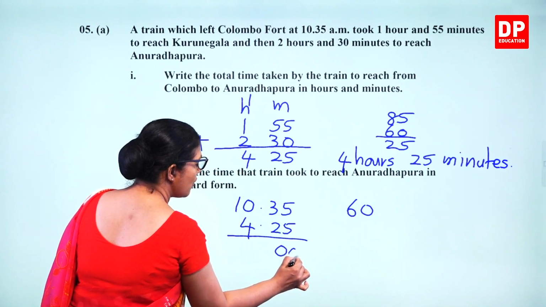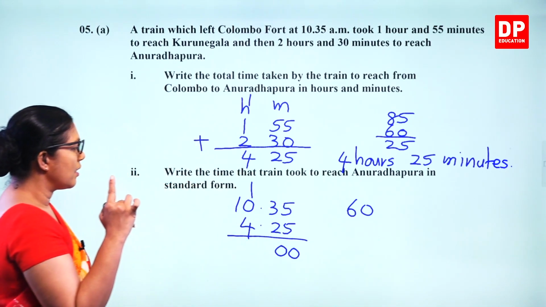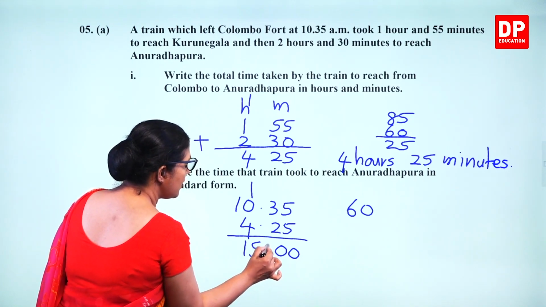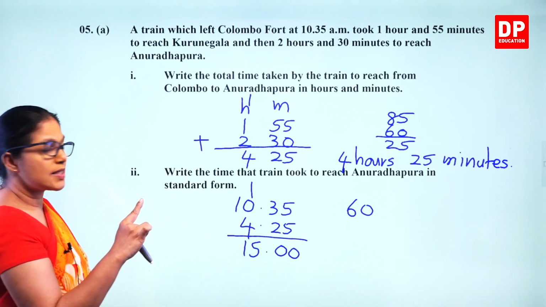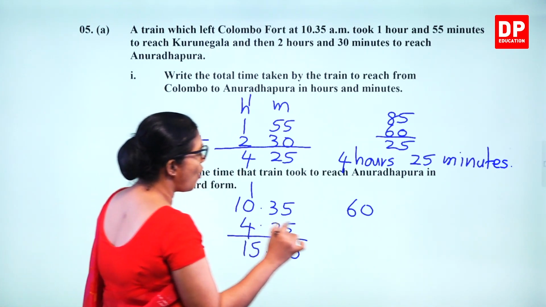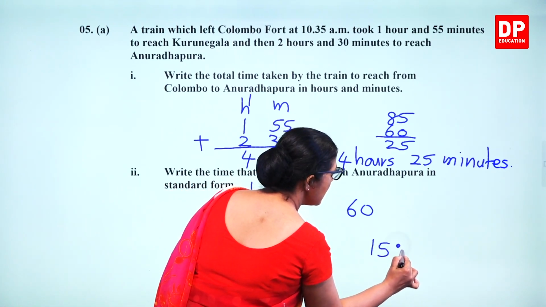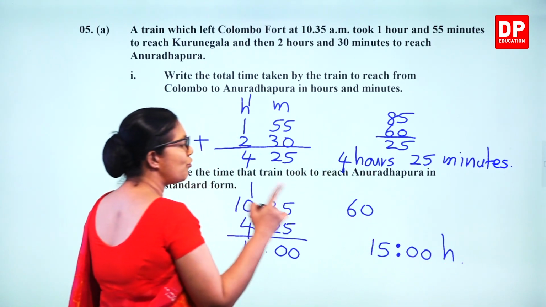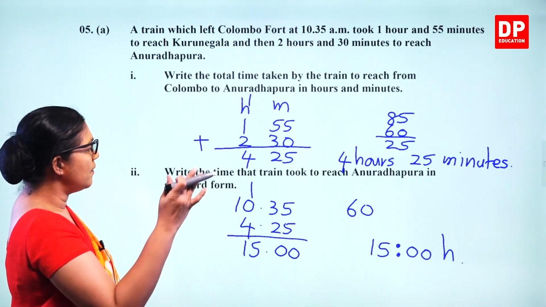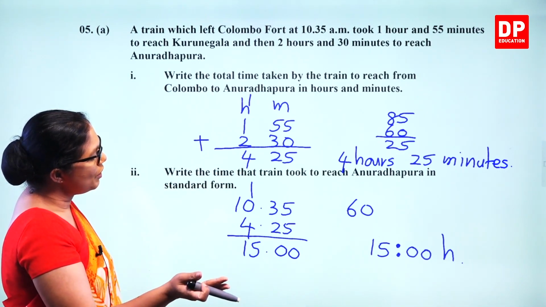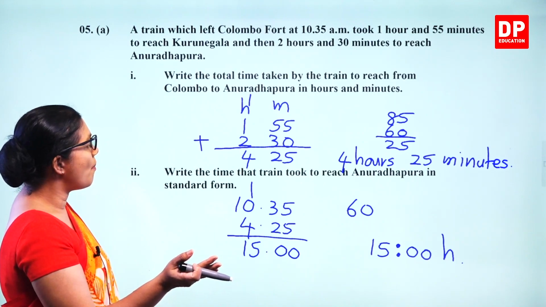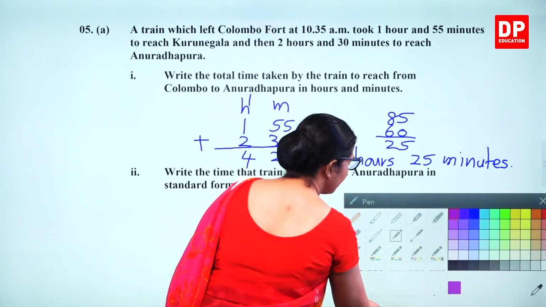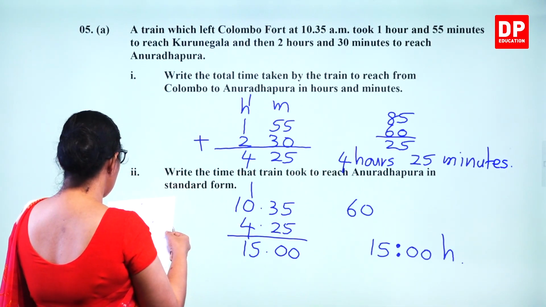That means 0, 0. You can take 1 hour there. 10 plus 4, 14 plus 1, 15. So this is 15 hours. This is in standard form. You can write 15, put a colon and then the minutes. Actually 3 p.m., after 12. This is 3 p.m., or we can write in standard form 15 hours. So how many marks for this one?